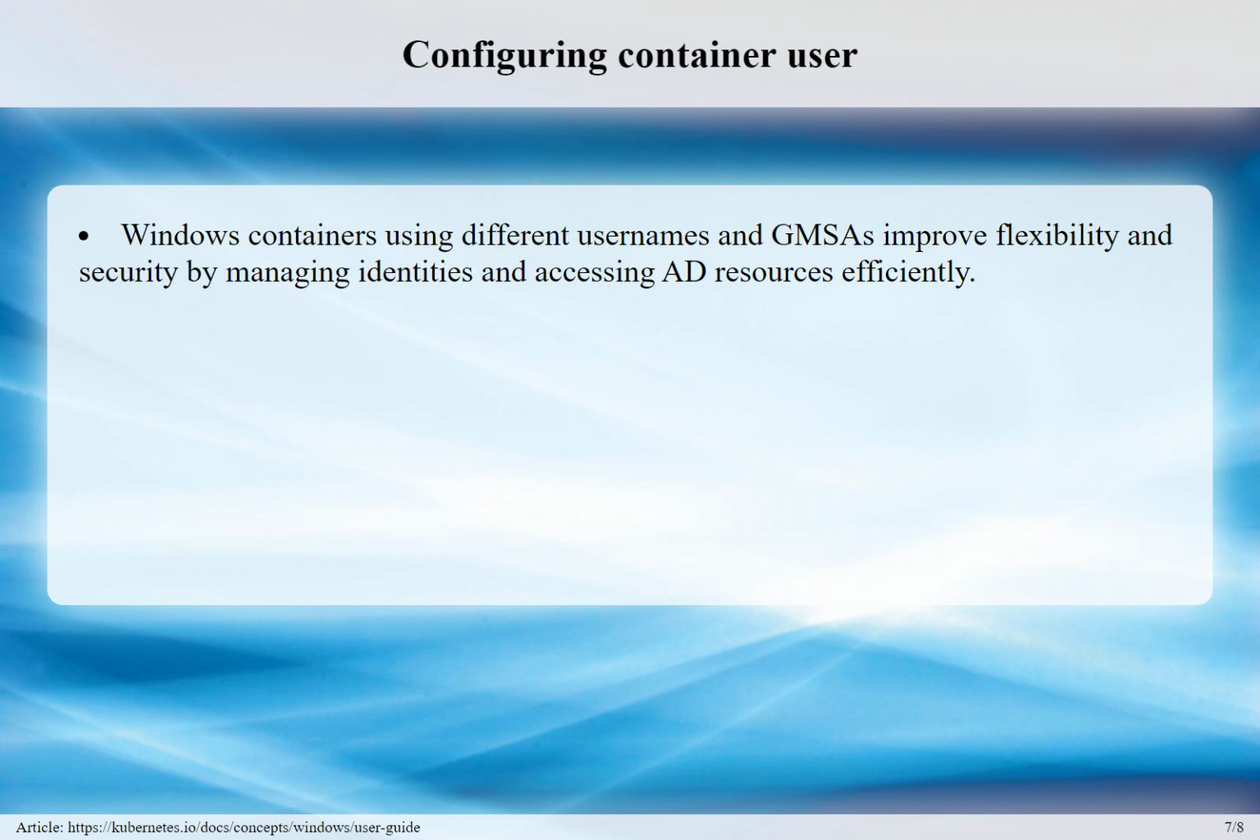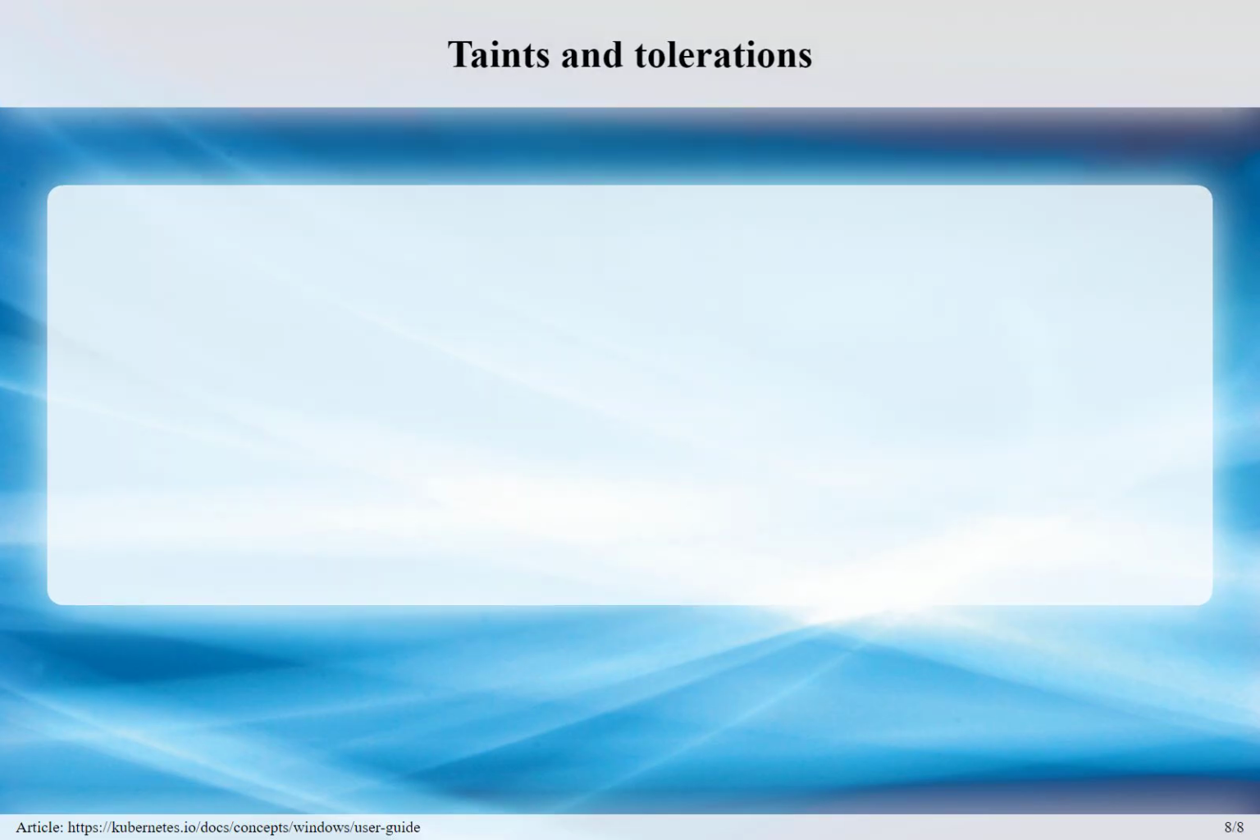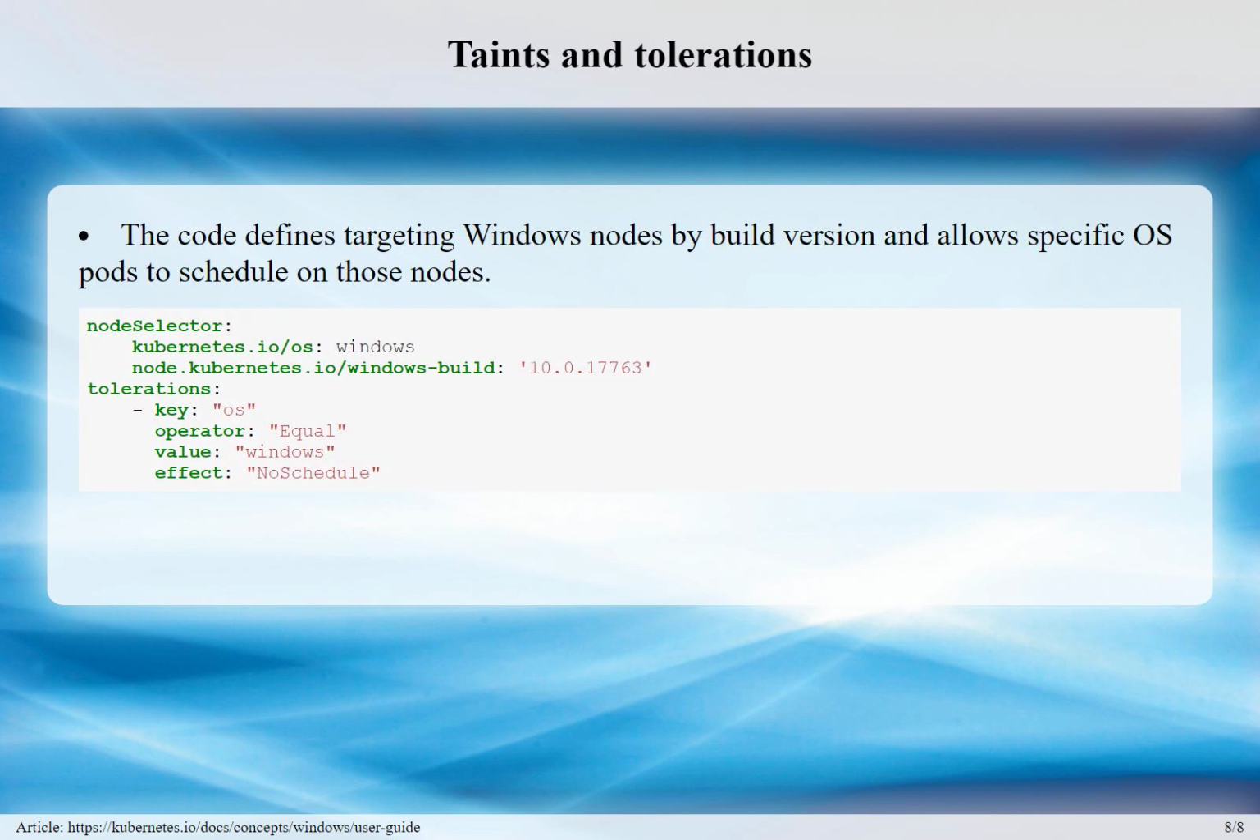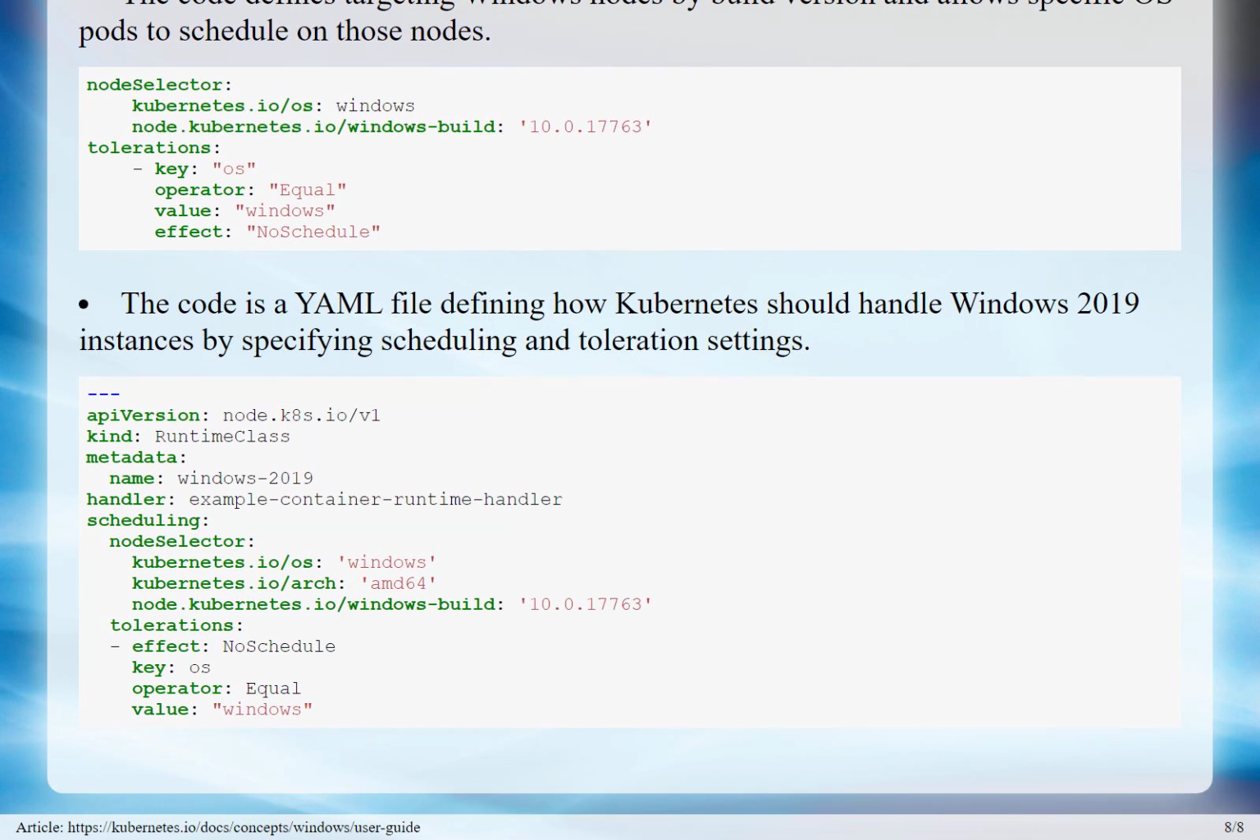Taints and tolerations. The code snippet above defines a node selector to target Windows nodes with a specific build version and adds a toleration for pods that require a specific operating system, Windows, to schedule on nodes with the NoSchedule effect. The code provided is a YAML manifest for defining a runtime class in Kubernetes specifically for Windows 2019. It includes specifications for the handler, scheduling based on node selectors, OS, architecture, and tolerations with an effect of NoSchedule for Windows OS.